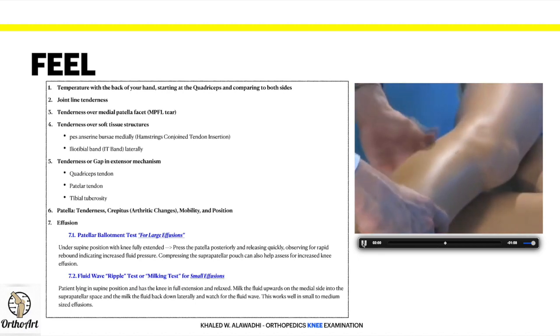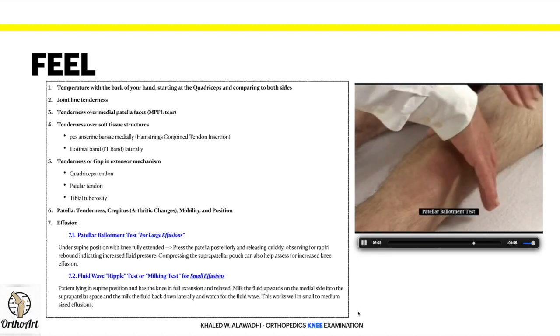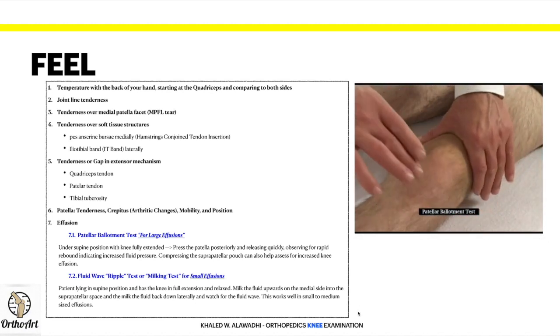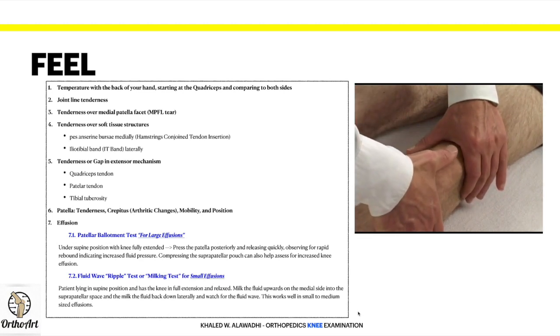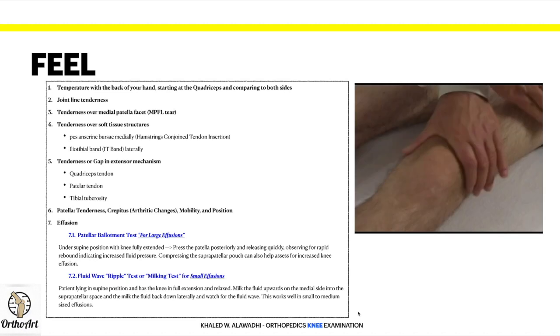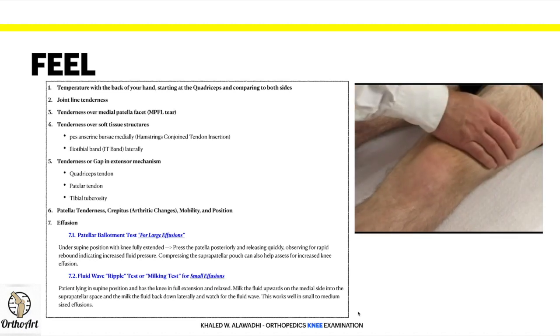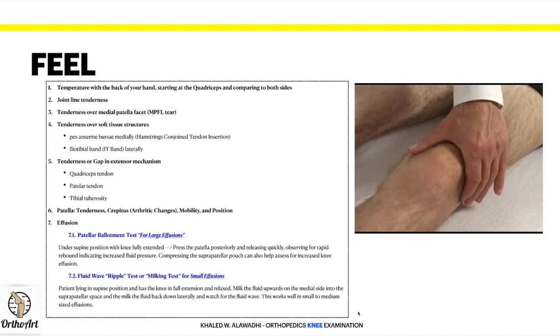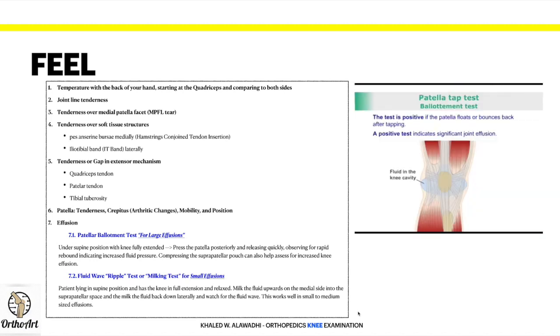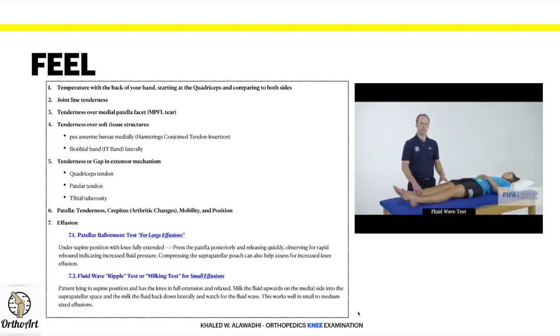With the patient supine, the examiner presses one hand over the suprapatellar pouch and gently pushes downwards. The examiner taps gently with the thumb or the fingers over the patella. The test is positive if the patella floats or bounces back after tapping. So it's a little different to the look, feel, move that you may be used to, but I think this is a good start to finish way to examine the knee.